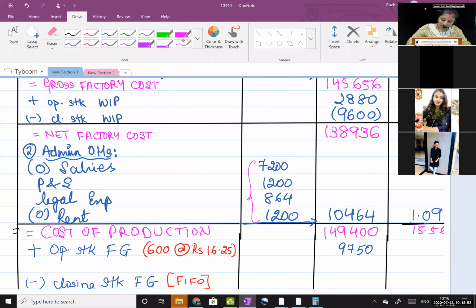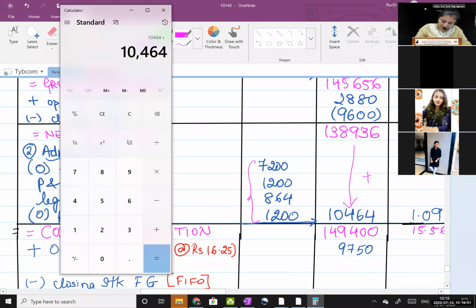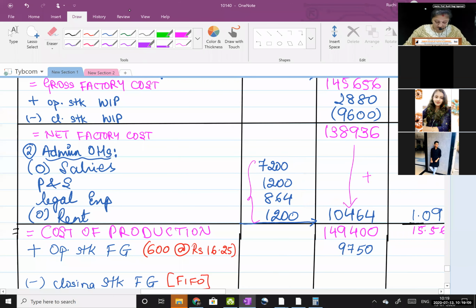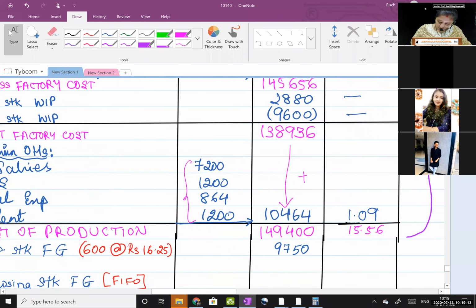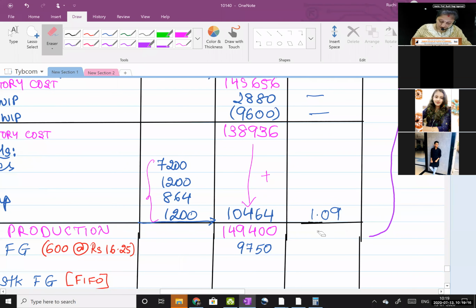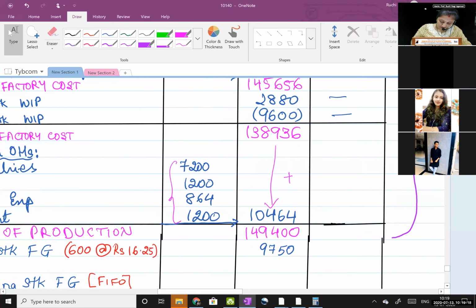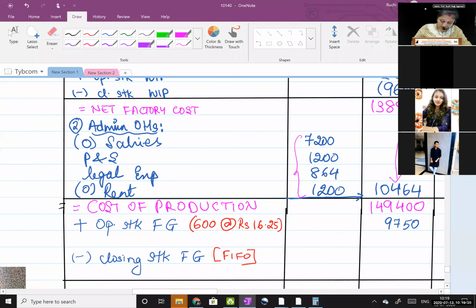Then outer column total with the previous column. Plus my gross factory cost 1,38,936. So 1,49,400 is my answer. My cost of production. Okay, my cost of production.